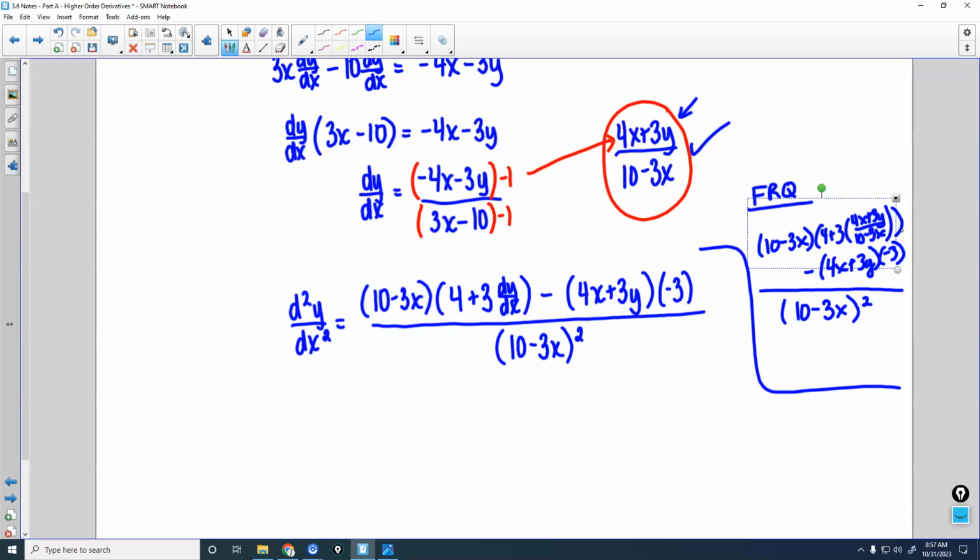However, if we are going to simplify this, it's going to be a little easier to multiply this out first before you put your dy/dx in. Although it's not easy, it's just a long problem. But if we multiply here, we'll get 40 plus 30 dy/dx minus 12x minus 9x dy/dx.